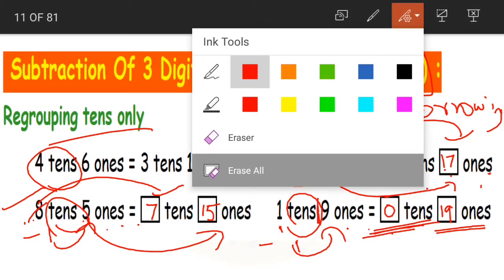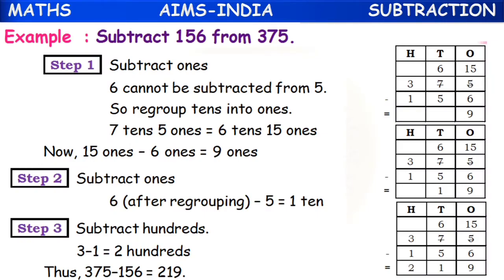Clear the concept of regrouping? Now let us do a subtraction problem based on this regrouping. What is the question here? Subtract 156 from 375. Yes children, what should we do? We should subtract 156 from 375.